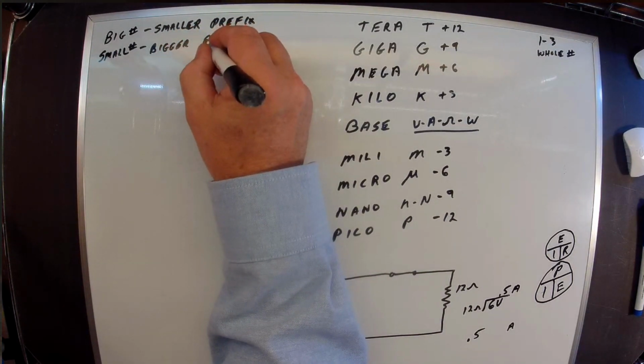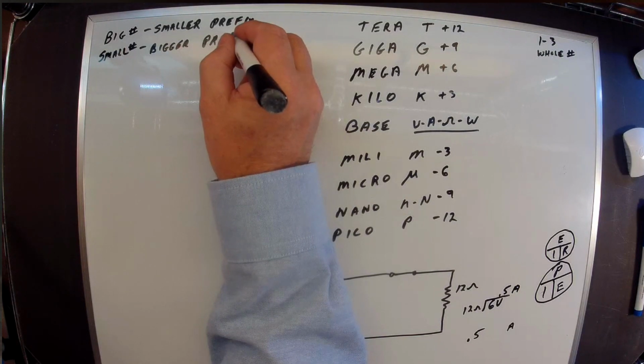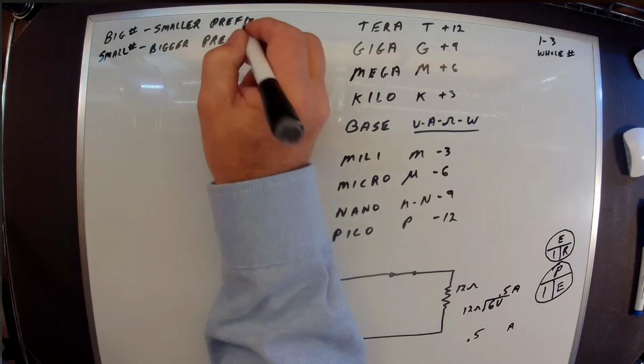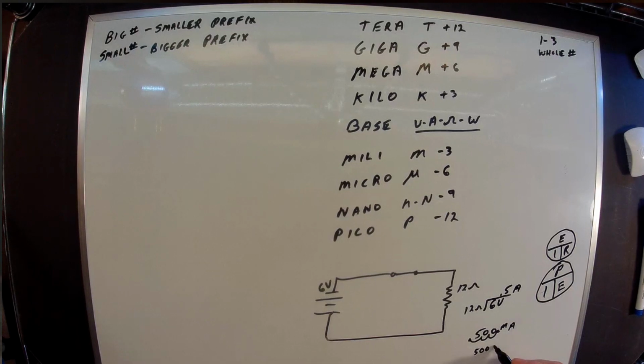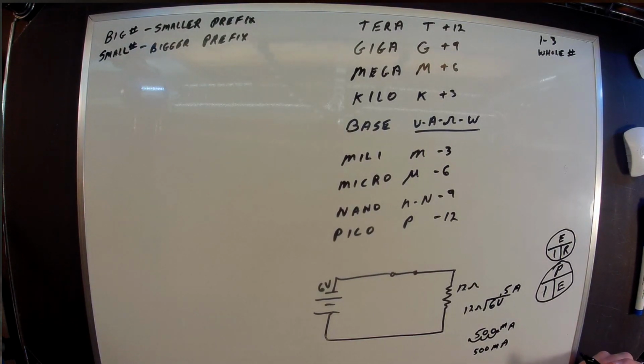All right, so we want a bigger number, so smaller prefix. So we're going to go to the right, because we want this number to get bigger. So we go to the right, 1, 2, 3. There's a couple of zeros over there. And now it is milliamps, because we moved it minus 3. We moved it to the right. So it would be milliamps in that case.